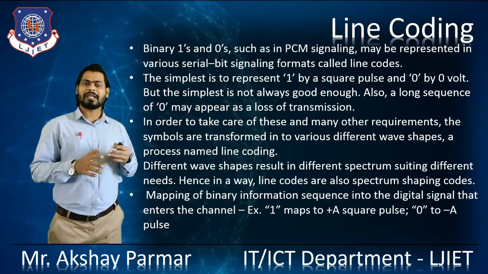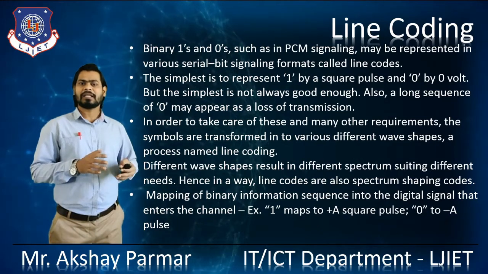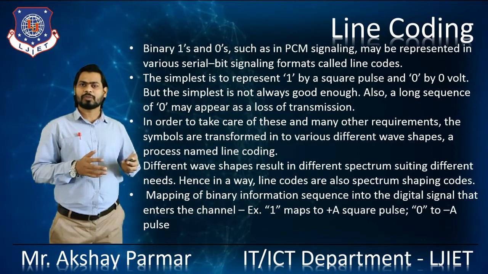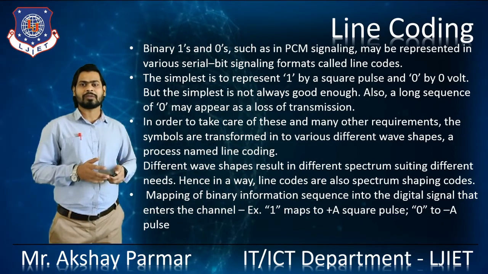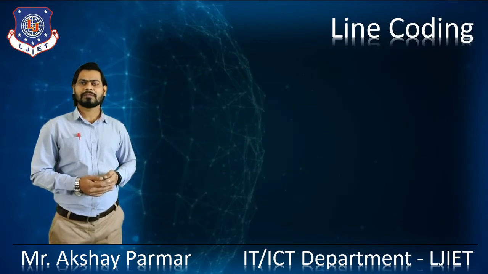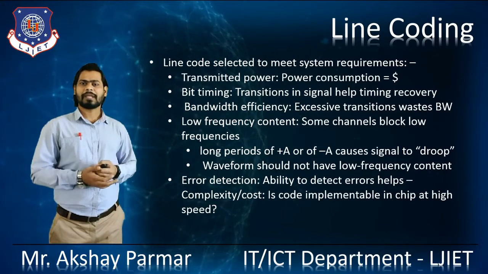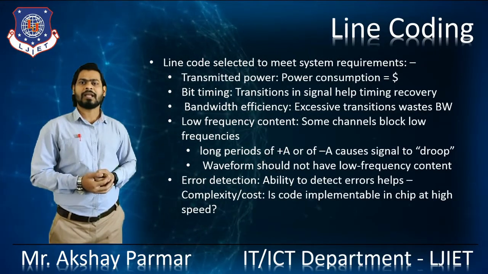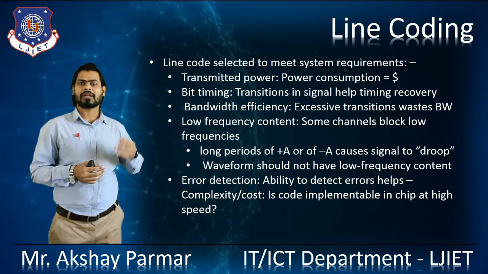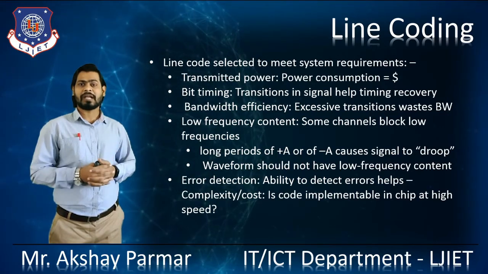So it is the mapping of the binary information, or the sequence, into the digital signals that enter the channel, such that 1 maps to a positive square wave and 0 to a negative pulse. In order to fulfill that, line coding techniques must meet some specific requirements. There are some predefined system requirements. Transmitted power and power consumption is a major requirement of line coding techniques.